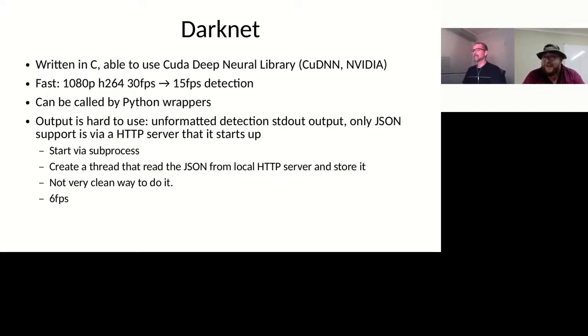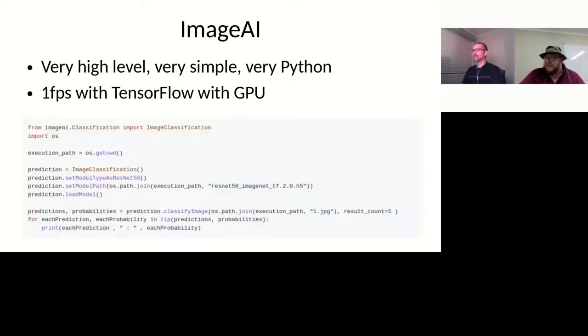So it says started by a process, create a thread, yep, okay. So not very clean, and I was only able to get 6 frames per second when I was doing it like that. So it cost me half my speed just to get that done. So I thought I might as well just go for convenient JSON, because that's what I'm after.